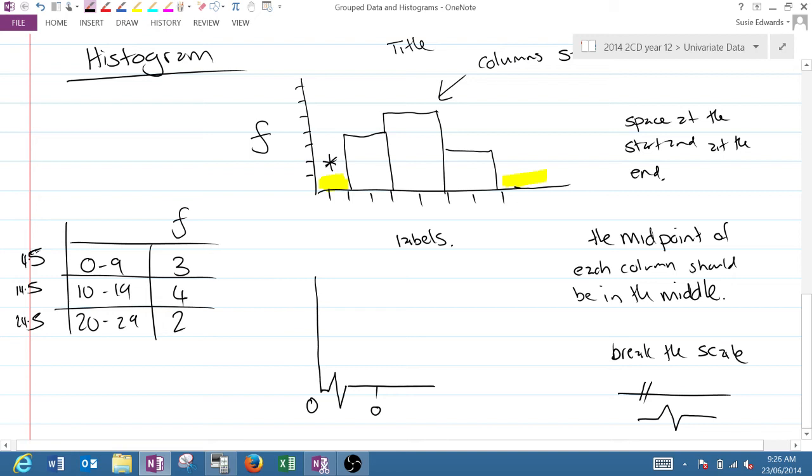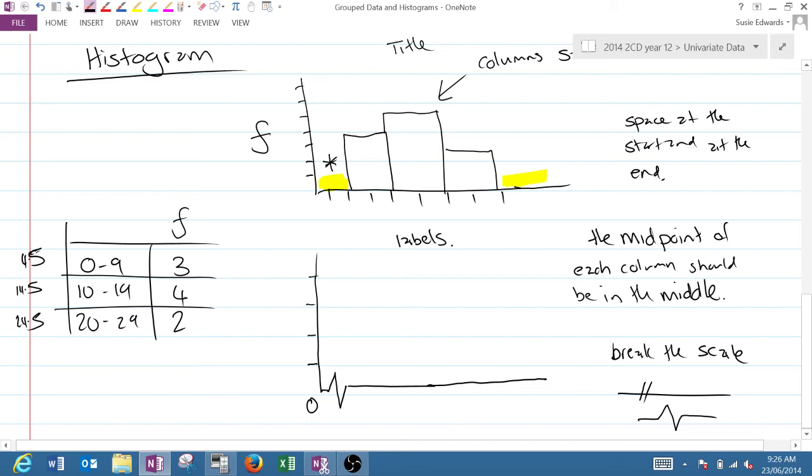Yeah, cool. Alright, so there's a couple of ways of doing this. I'm going to show you the easiest way first. Instead of putting in a 0 there, what we're going to do is we're going to draw our 3 columns first. So our frequency is 2, 3 and 4. So I'll just go 1, 2, 3, 4.